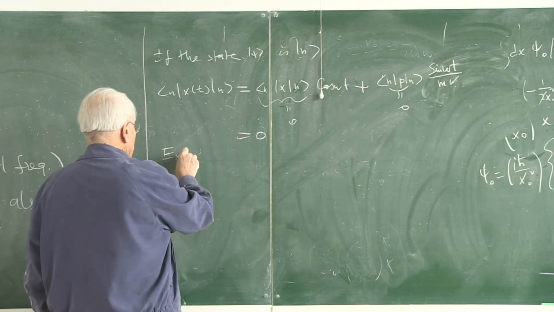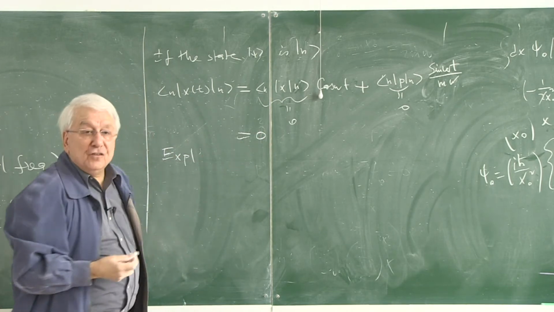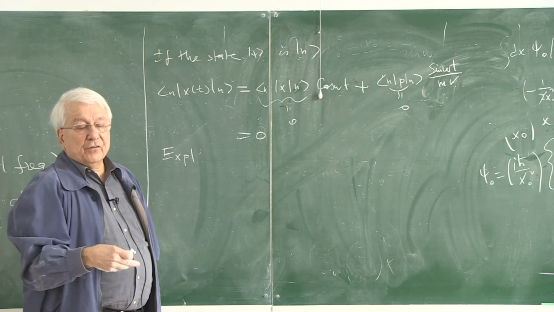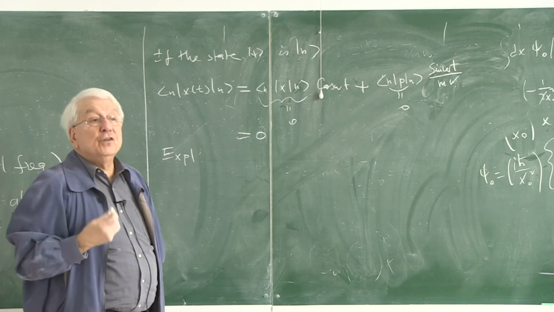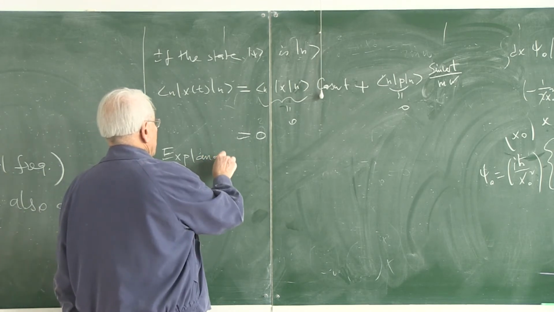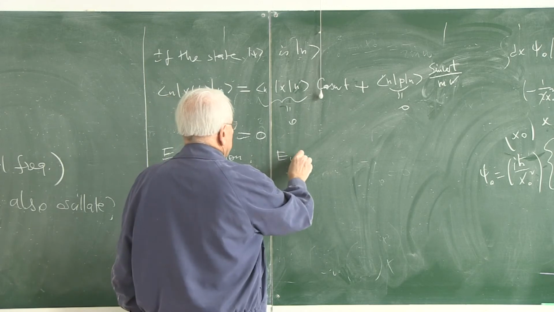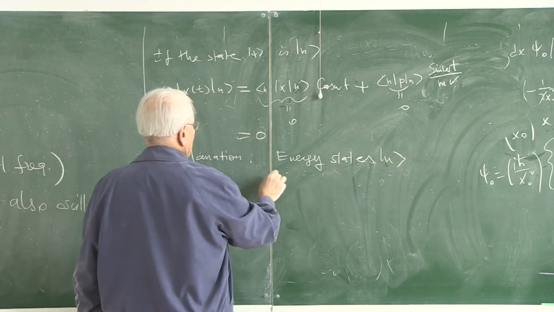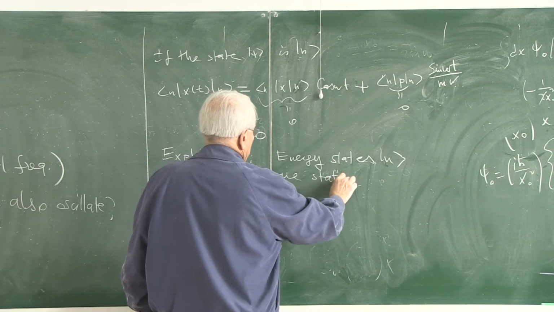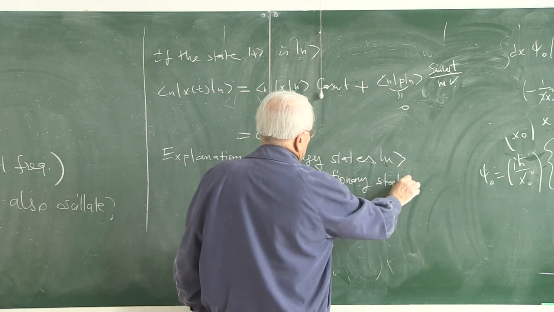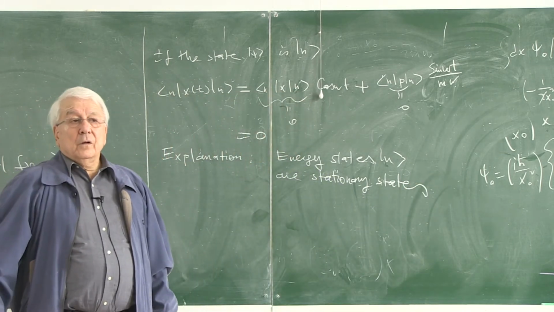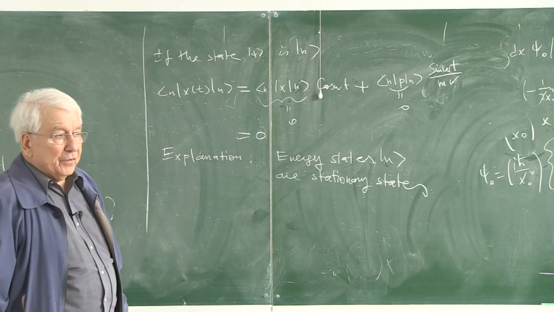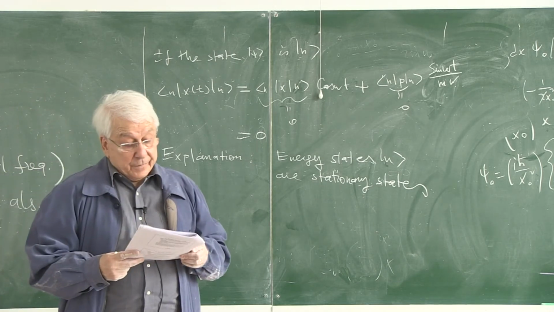Explanation of this seemingly strange and shocking result? Yes, indeed, it's very natural. We should be grateful that it is so. If we get something non-zero, we should have been disturbed, really. Explanation: energy eigenstates |n> are stationary states. Therefore, the expectation values in this state should be 0, as is the case for any stationary state, as I have demonstrated before. So that's nice.